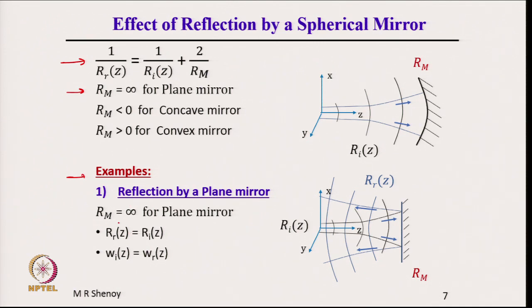If R_m is equal to infinity for a plane mirror, then R_r of z is equal to R_i of z just at the reflection, and the incident spot size will be equal to the reflected spot size at the mirror. This is only on the surface of the mirror. As it propagates, the spot size would change.